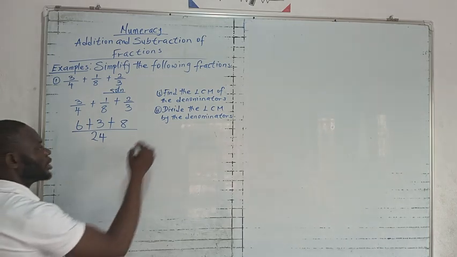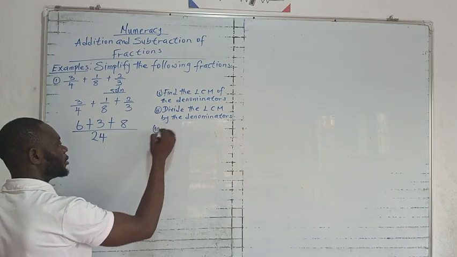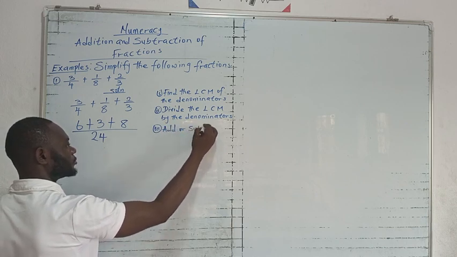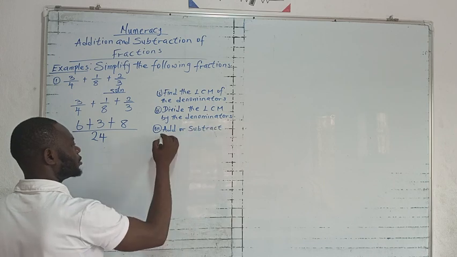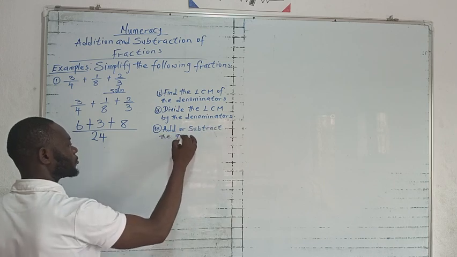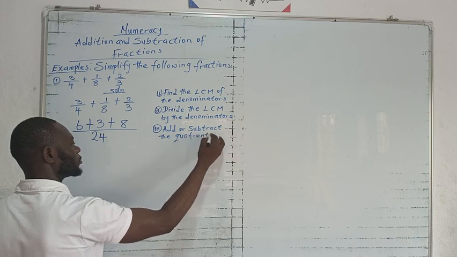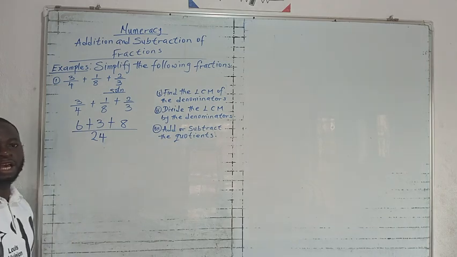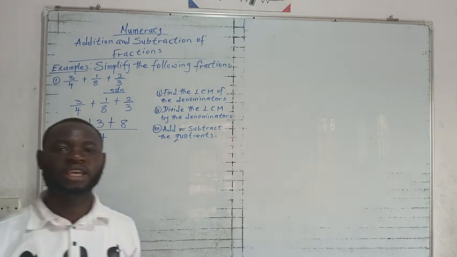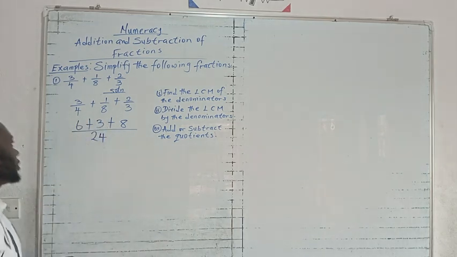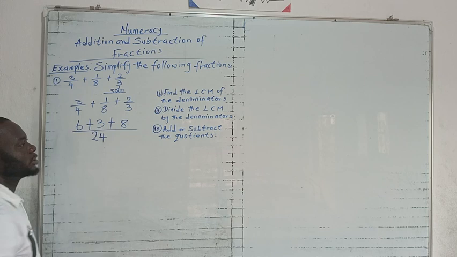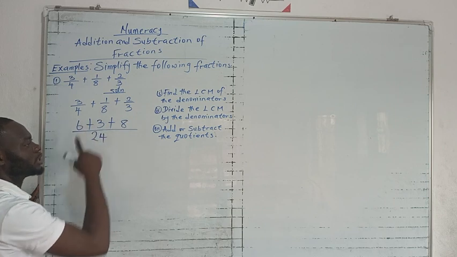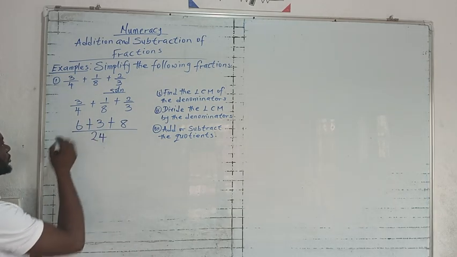Good. Now comes the next step. I can now say add or subtract the quotients. Remember that quotient is a number obtained as a result of division. So the quotients here are 6, 3, and 8. And it says we should add or subtract, meaning that if it is addition, we add, if it is subtraction, we subtract. So let's add.